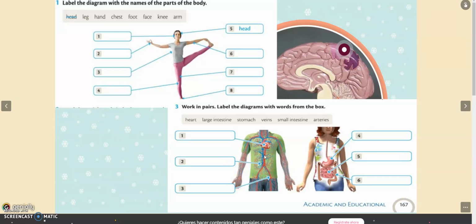It's this part, this organ, which is blue. So if it's blue, it carries probably dirty blood. So it means it's a vein, veins, number 2. Number 3, the red one. It should be the artery, arteries. Number 4, this lady has a stomach, yes. And we have the different types of intestines. This is the small intestine, and this one for number 6. For number 6, it's the large intestine. Very good.